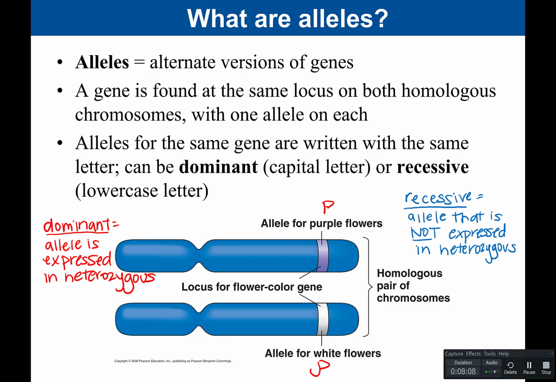The recessive allele is the white flowers. This is the allele that is not expressed in the heterozygous. So we don't see the plant having white flowers, but it doesn't mean that that allele isn't there. It's just not being expressed. It's not being seen in the physical characteristic of that plant. And so this would be alleles.